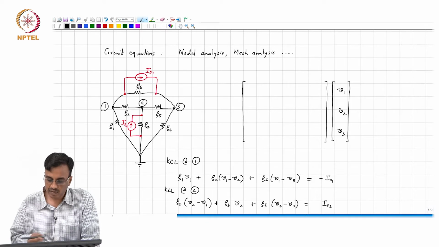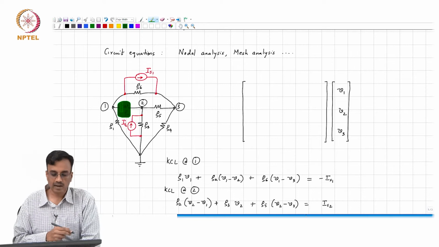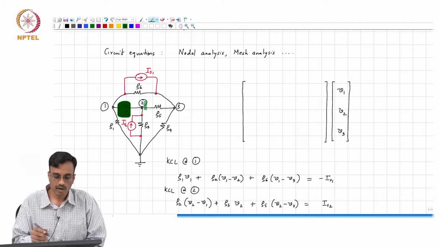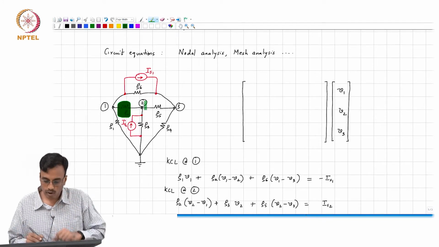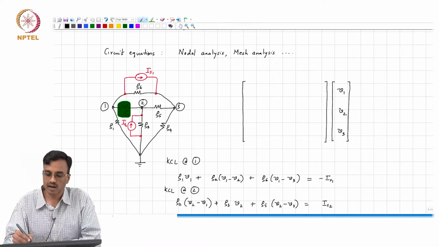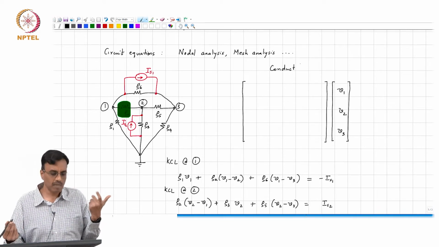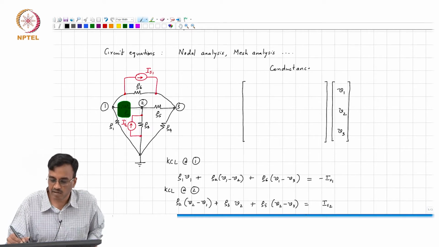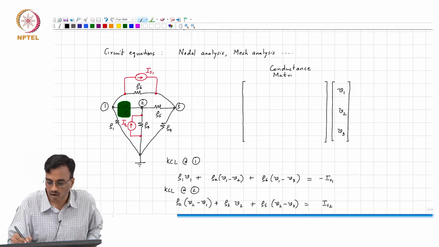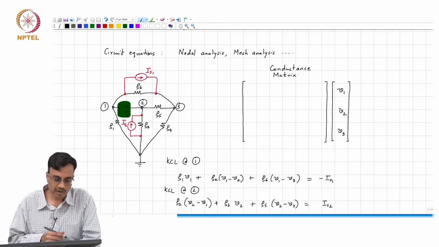So, now you stare at this and say, oh well, this particular conductance G2 appears only in the KCLs for nodes 1 and 2, correct. And how does it appear in the conductance matrix? You can arrange these equations in matrix form, and the reason it is called the conductance matrix is because every coefficient corresponds to the conductance of some element or the other.